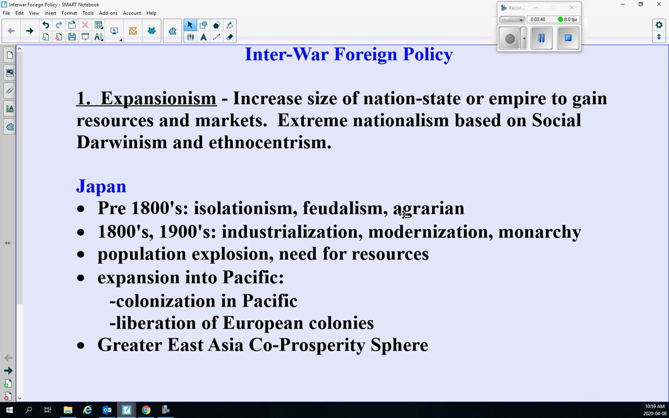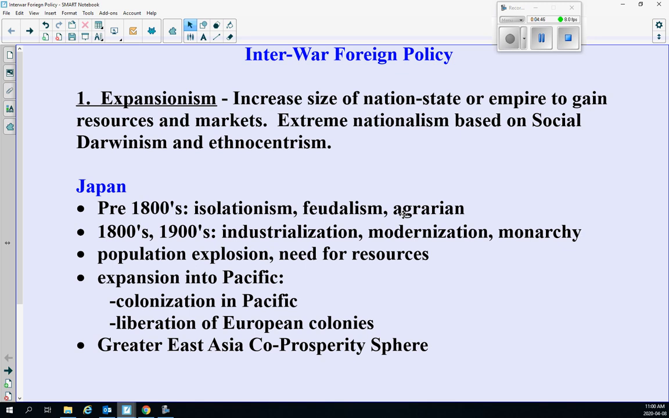A lot of Southeast Asia had already been colonized by European powers. Just as European powers scrambled for and occupied Africa, they were also involved in the scramble for Southeast Asia. So most of Southeast Asia had already been colonized by a European power. For Japan to expand in the Pacific, they're going to have to take away those European colonies and keep them for themselves. They called that liberation of these European colonies the Greater East Asia Co-Prosperity Sphere, which basically meant Japan is going to take Southeast Asian colonies away from Europe and keep them for themselves.